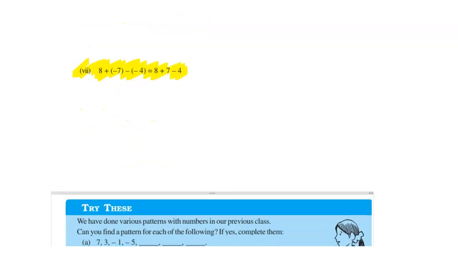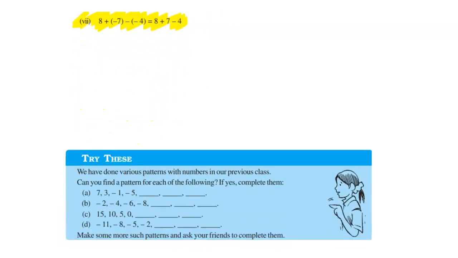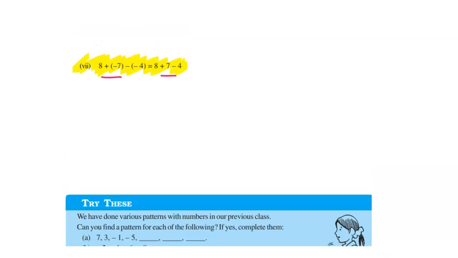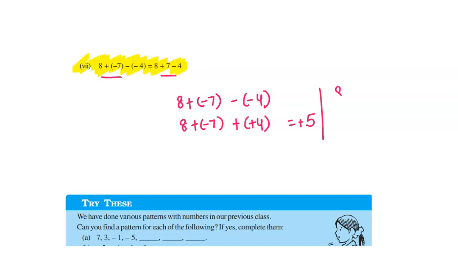Next. So here we have that this statement is the same as this statement. So let's check. We have 8 plus negative 7 minus negative 4. So how do we solve this? We are going to add the opposite over here. So we get positive 5. Let's take the other side, 8 plus 7 minus 4. So 15 minus 4 is 11. So here we get different answers. So that means this statement is incorrect.